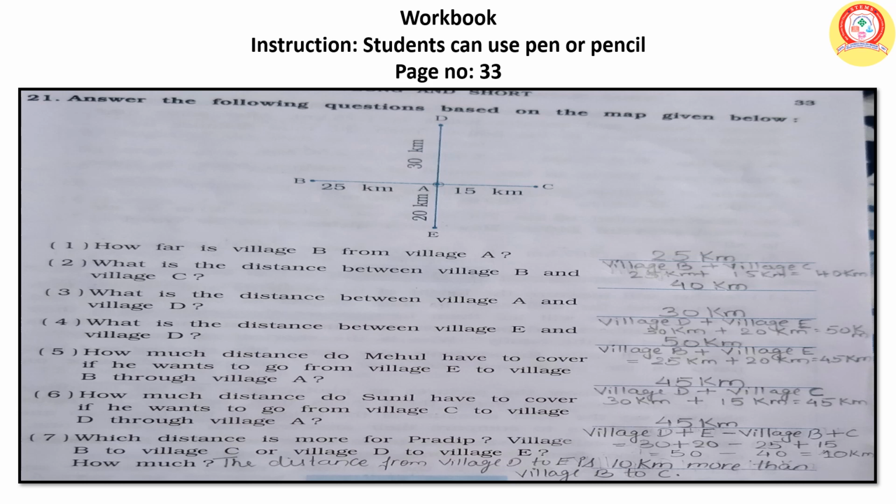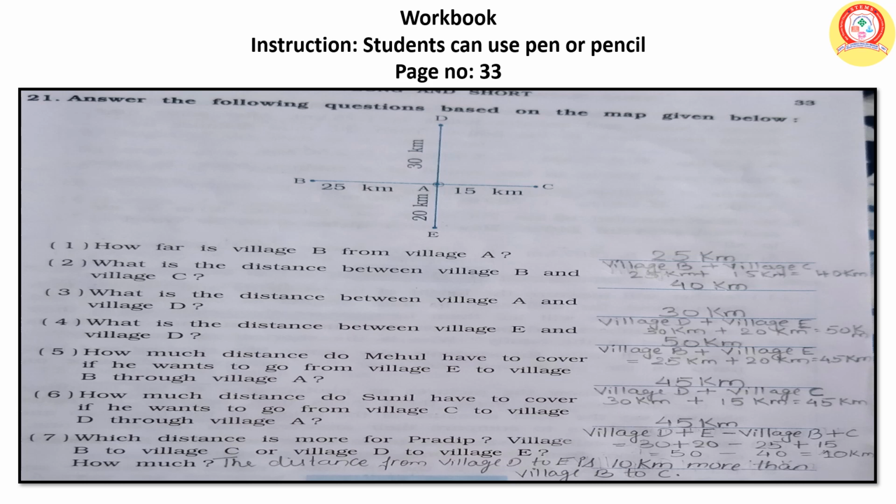Okay children. Now let's move to question 5th. How much distance do Mehul have to cover if he wants to go from village E to village B through village A? So village B distance is 25 kilometer and village E distance is 20 kilometer. When we will add this, we will get the distance that Mehul has to cover. So 25 kilometer plus 20 kilometer, we get 45 kilometers. So 45 kilometer Mehul has to cover. Okay children. Now let's move to question 6.